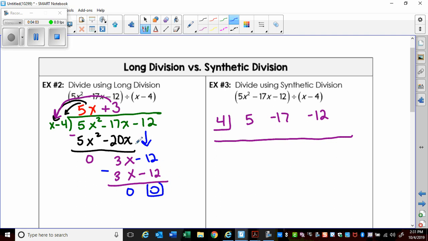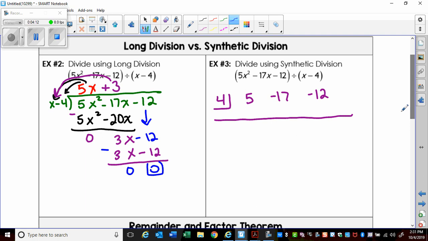That means it does go in there. It does divide. x minus 4 does go into 5x squared minus 17x minus 12 evenly. So it's a factor. That means that if I wanted to factor this, it would be x minus 4 and then whatever we have on top, which is times 5x plus 3. And then we can say equals 0. Factor times factor equals 0.